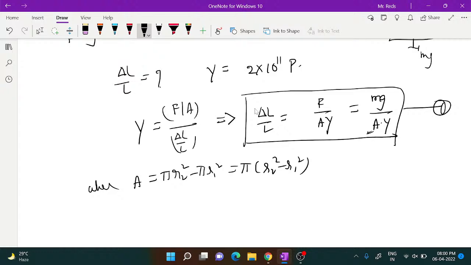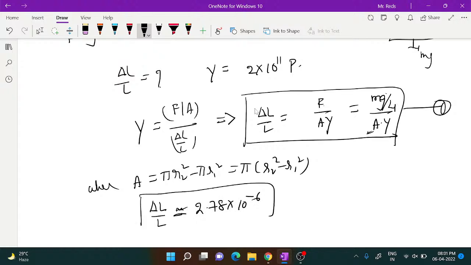So that's why you have to be careful with the area. Options sometimes will be based on a g value of 9.8 or 10, and accordingly you have to take it. Only the area you have to be careful with. And here, as the mass is distributing uniformly, this F will be mg by 4. F is the force on each cylindrical column, so mg by 4 you have to consider. Then automatically you will get delta L by L approximately 2.78 into 10 to the power minus 6. No unit. That's it.